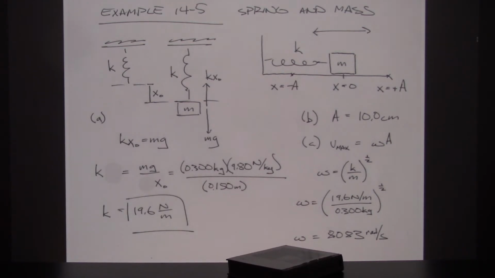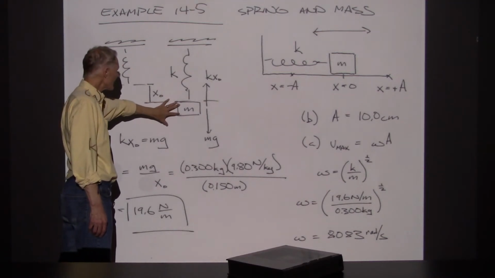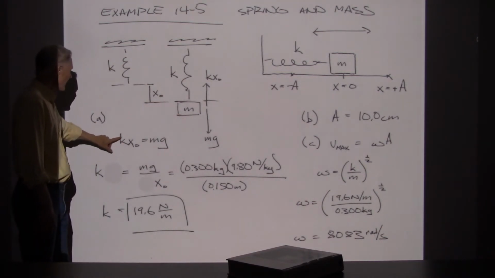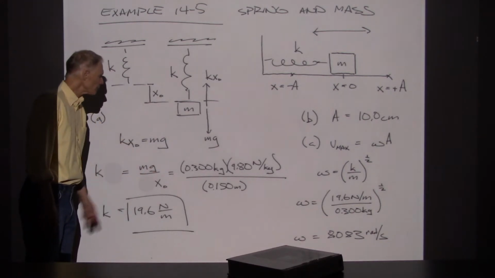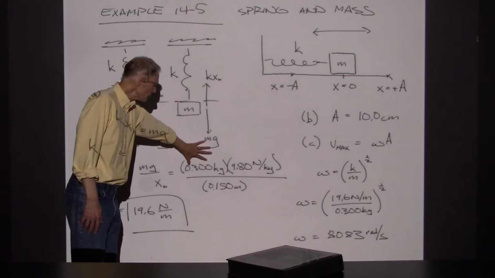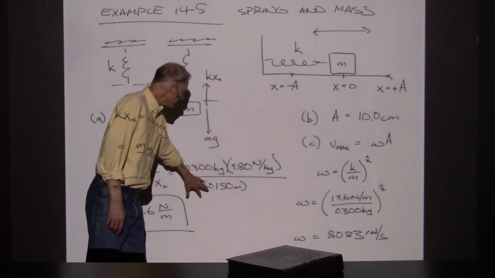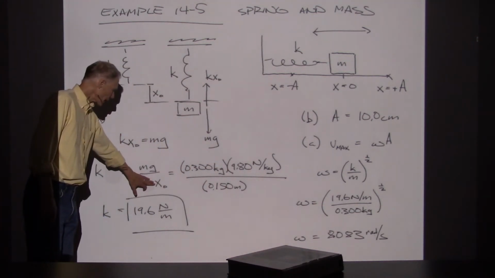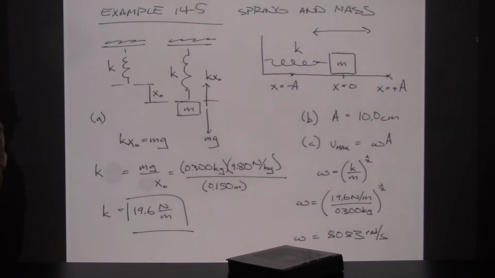In any case, here is the spring, and here is the mass that we attached. And what we've got is Kx naught is equal to mg, so K is equal to mg over x naught. That says a 300 gram object times g divided by the amount that it's stretched gives us a K value of 19.6. So I've got a K value of 19.6 newtons per meter.